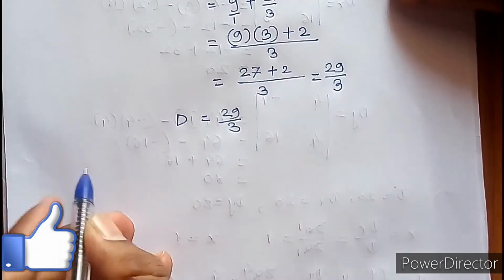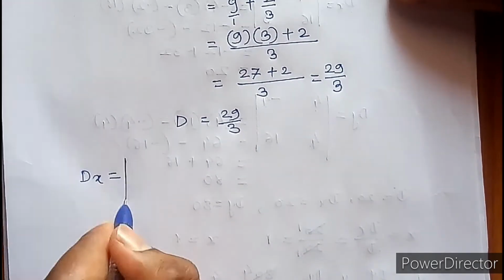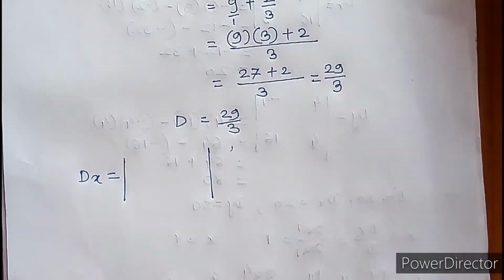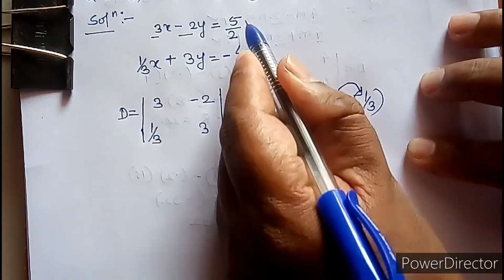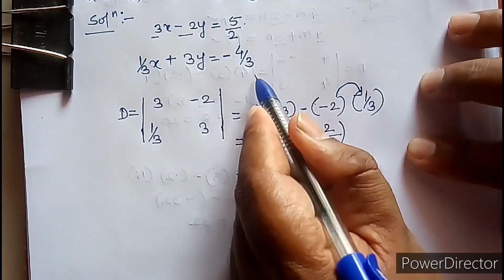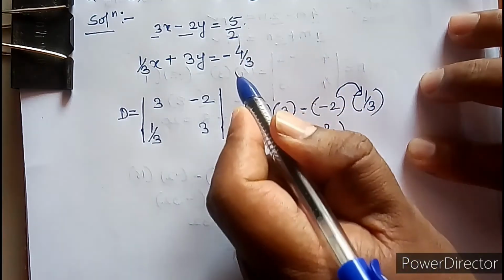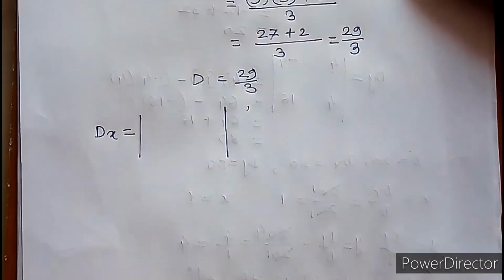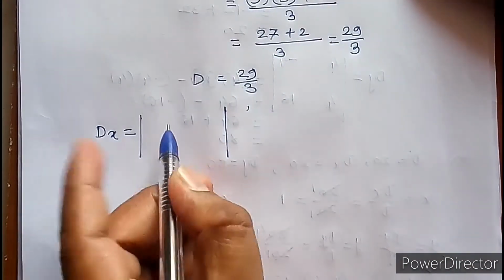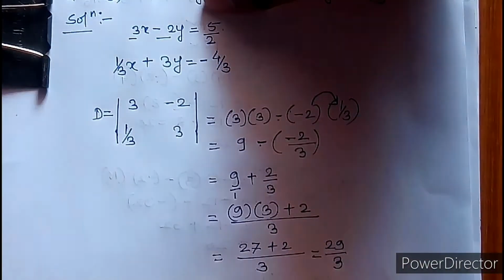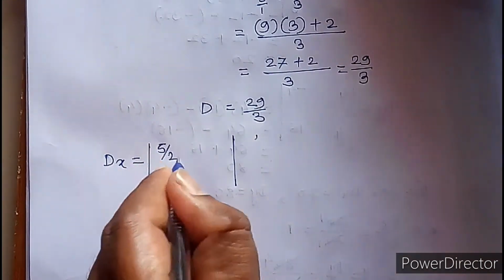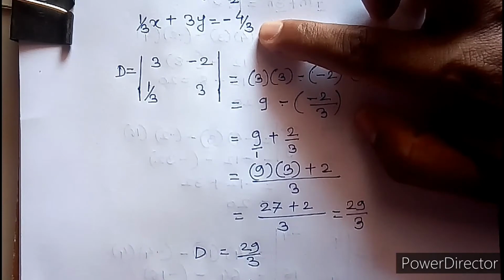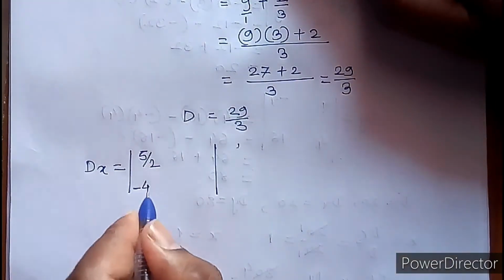Then we have to find the value of dx. In dx, in the first column you have to write the elements of C1 and C2, that is 5 by 2 and minus 4 by 3. These are the values of C1 and C2. Therefore in the first column you have to write down the values of C1 and C2. The value of C1 is 5 by 2. Therefore write down this 5 by 2 here, and down to it write down the value of C2, that is minus 4 by 3 here.